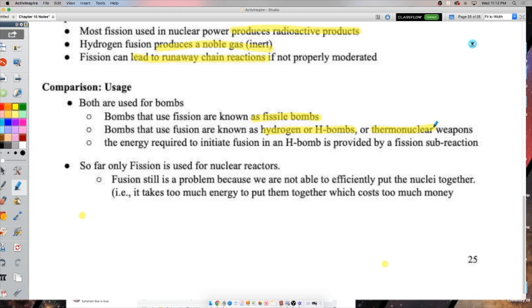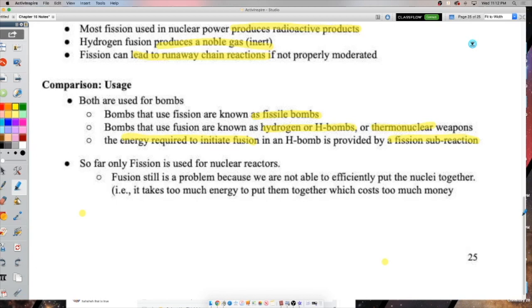Well, the difference is control, okay? Remember, it takes a lot of energy to get fusion going. And the way we do that is with a fission bomb. We basically have a fission bomb sitting next to the fusion bomb that's ready to go off. And when all the energy from that fission bomb goes, it can trigger fusion in the hydrogen. And that is how an H bomb is made. So again, so far only fission is used for nuclear reactors. And again, it's just because fusion is still a problem because we are not able to efficiently put the nuclei together. It takes too much energy to put them together, which costs too much money. And we end up not getting much energy out of it anyway compared to what we put in.